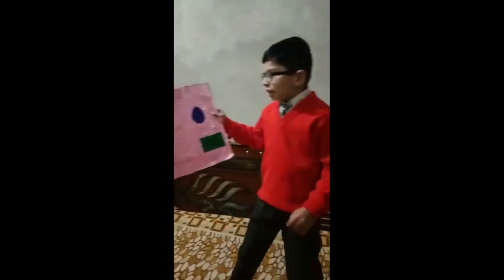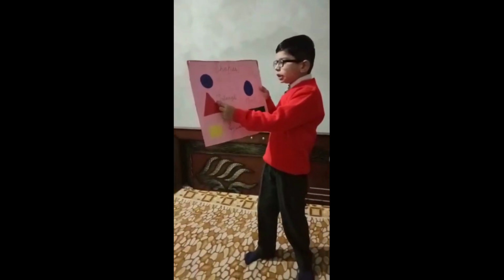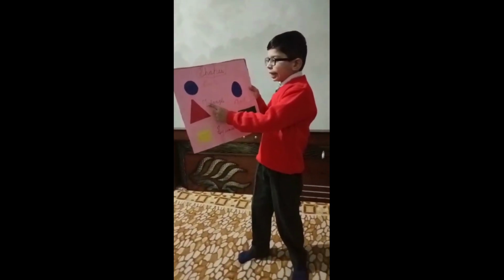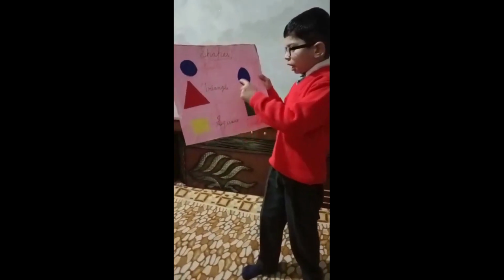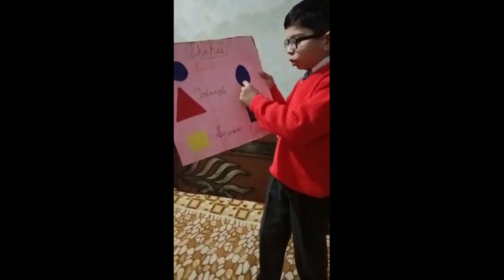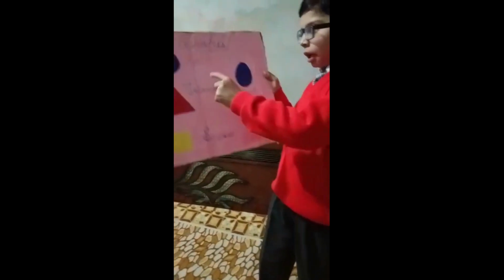My topic is shapes. This is a blue circle. This is a red triangle. This is a yellow square. This is a blue oval. This is a green rectangle.